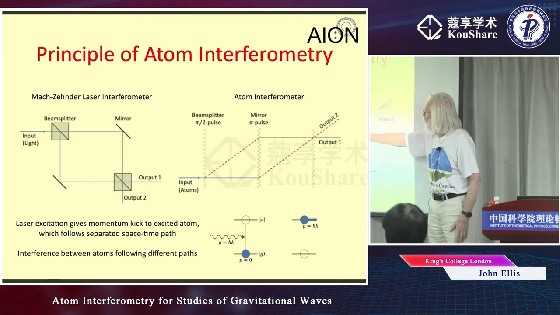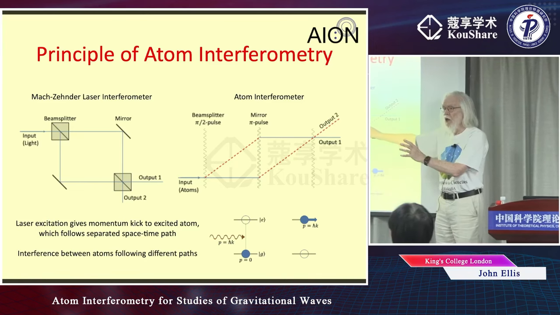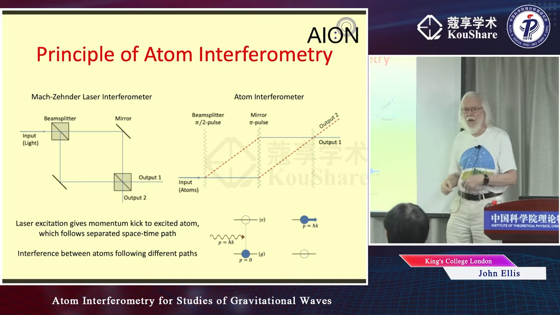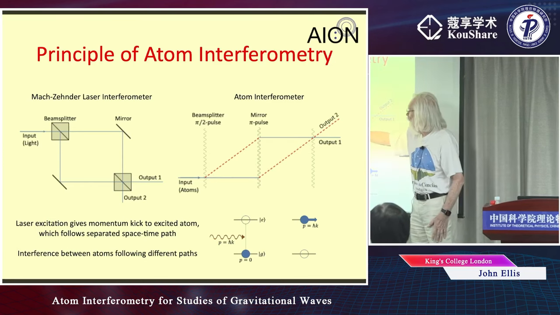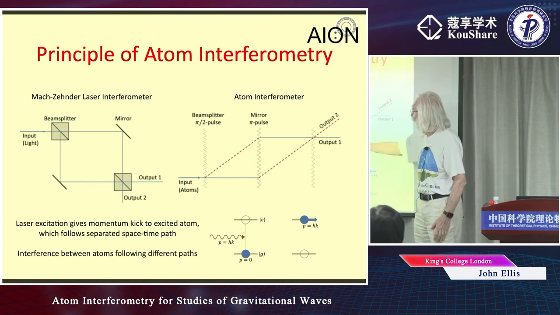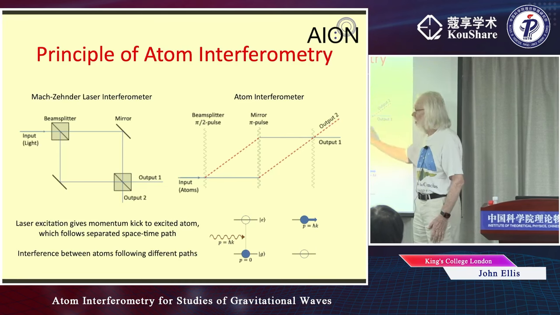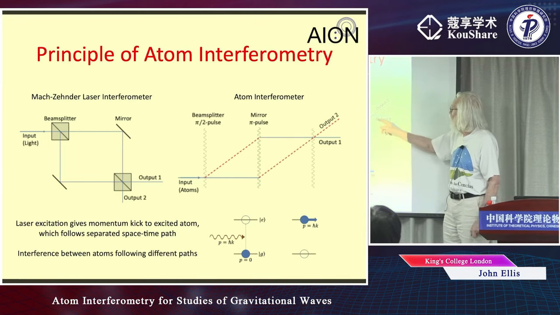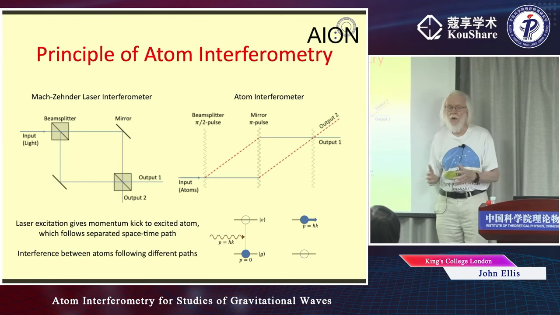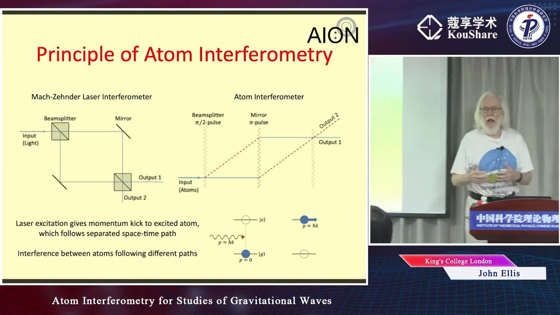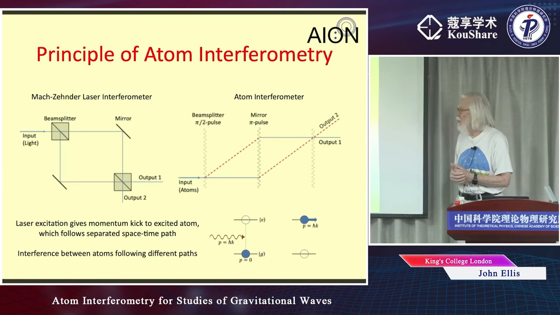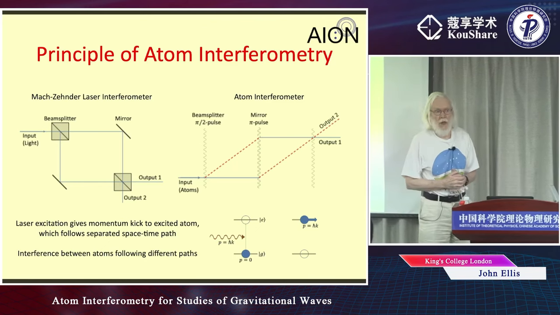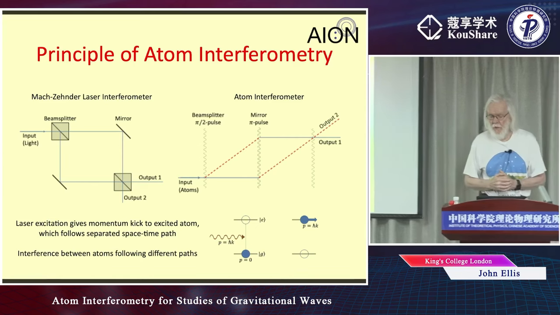Then you bombard both clouds again. That first laser pulse was like a beam splitter. Then you fire a second pulse, which acts like a mirror. It converts excited atoms back into ground state atoms, and it excites the ground state atoms into the excited state. They come back together again, and where they overlap, you measure the phase difference, the phase shift, and you're sensitive in principle to things like gravitational waves that would distort space-time here, or possibly interactions with ultralight dark matter that would modify the properties of the atoms.